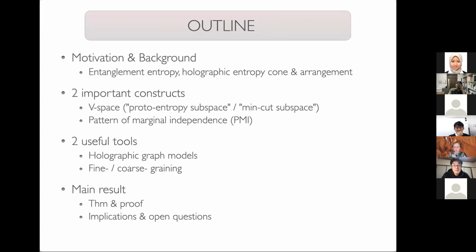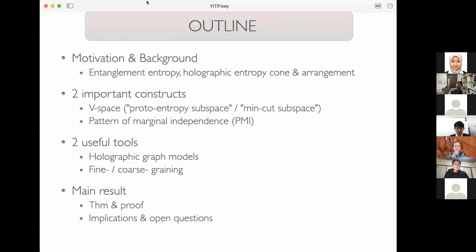So the broad plan is to quickly review the previous work, and then to describe the work in progress. There are two key geometric constructs that we have, which I'll call the V-space and the pattern of marginal independence, and then explain two tools that we use to understand these constructs, basically graph models, and then get to this later, changing the number of parties. And then finally try to describe the main result.